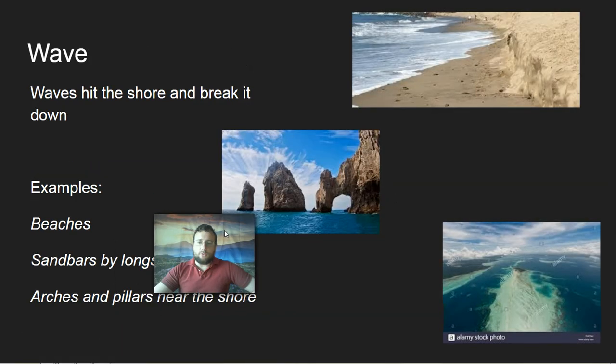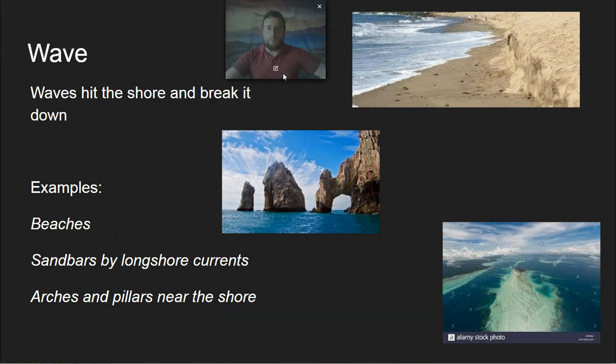Wave erosion is caused by the fact that oceans are constantly hitting against the shore, and also by longshore currents, which are going to pick up those sediments and carry them to the side, deposit them somewhere else, leading to new beaches or sandbars. Meanwhile, rocky shorelines can be broken down into arches, and then the arches collapse to form pillars. So if you see arches and pillars near the shoreline, it was probably caused by wave erosion.